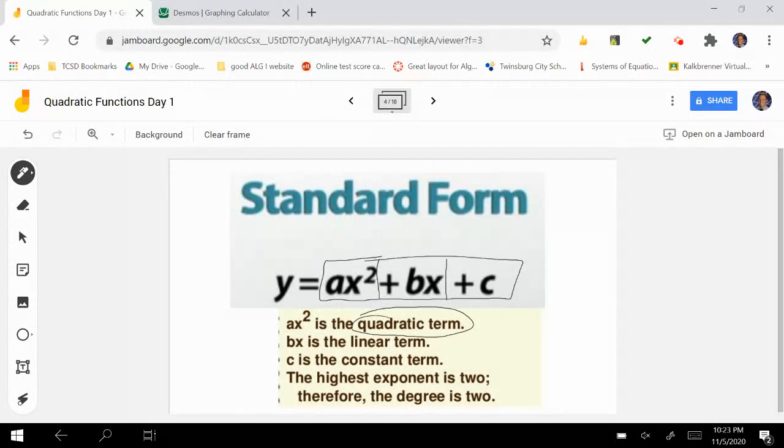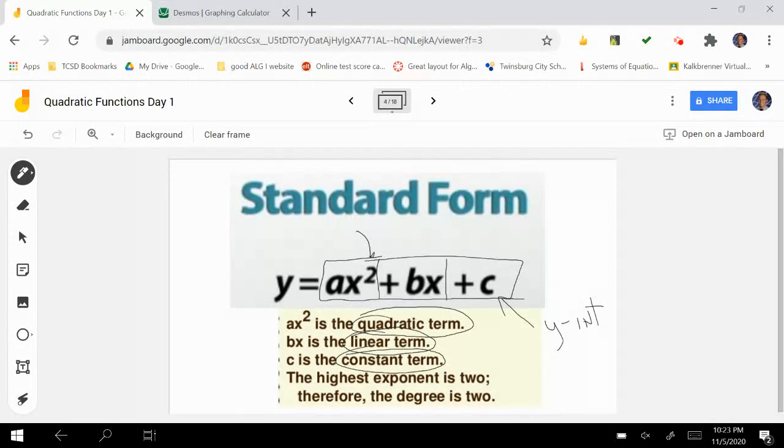Bx. The bx is going to be the linear term. Linear term gets you a straight line. And then c is going to be the constant. Anytime we have that constant, if you recall, it's always the what? That y-intercept, all right?